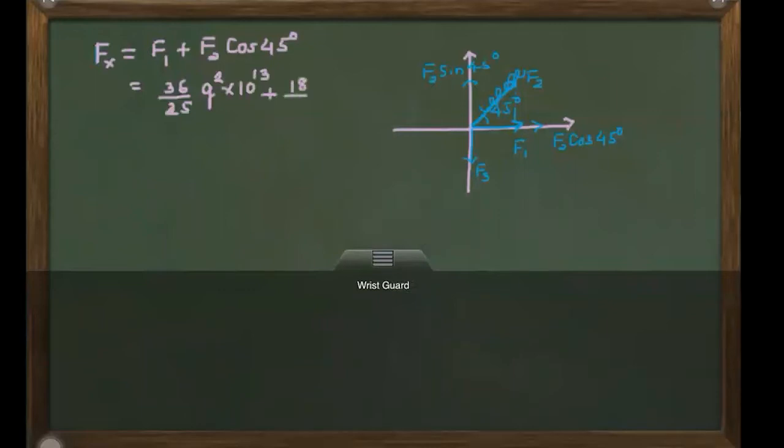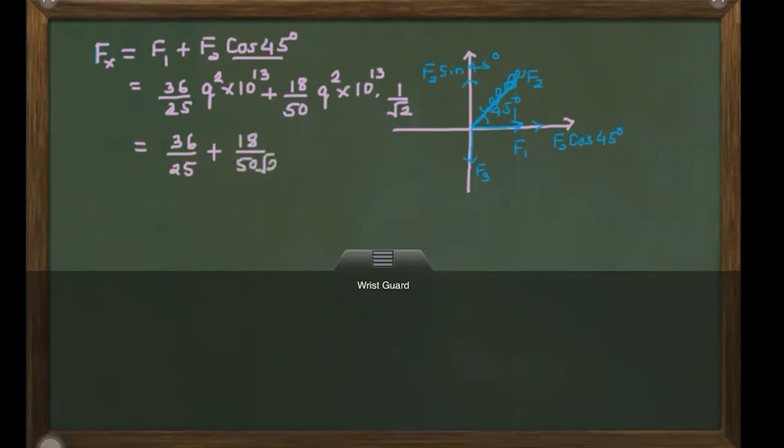18 by 50 q square into 10 raised to power 13. And what is the value of cos 45? It is 1 by root 2. So when you add them, it will be 36 upon 25 plus 18 divided by 50 root 2 q square into 10 raised to power 13.